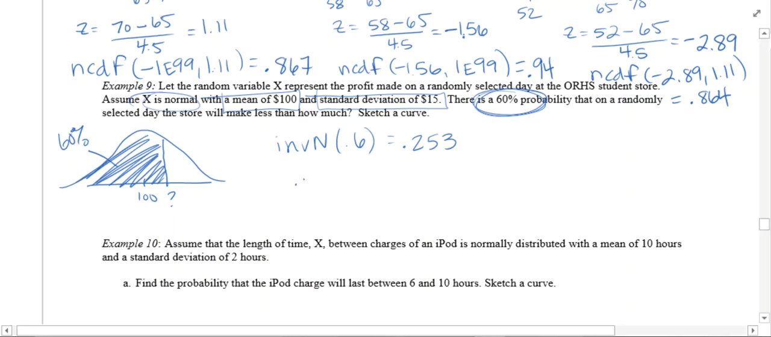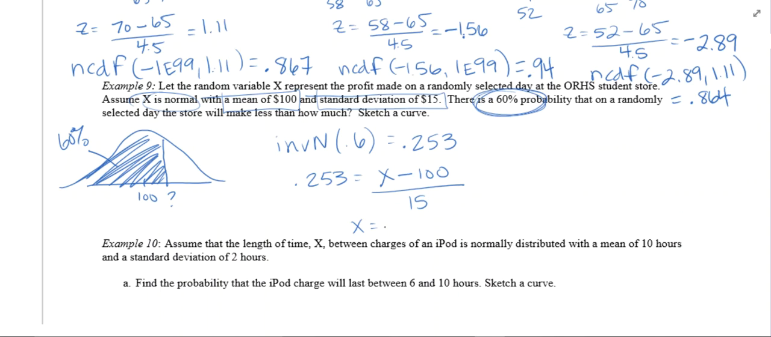So this becomes 0.253 equals, we don't know the value, minus the mean of 100, and divide by our standard deviation, which is 15. Okay, so to solve this, you multiply by 15, so 0.253 times 15, and you're going to add 100 to the other side. So go ahead and solve that to find out. So you should get a number that's bigger than 100. We have 60%, so it should be above 100, just so you know.